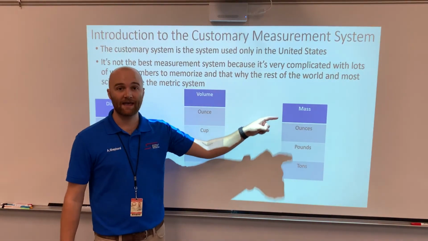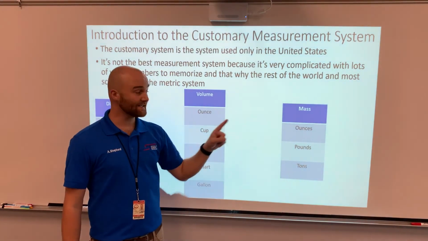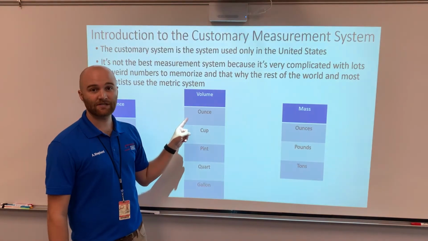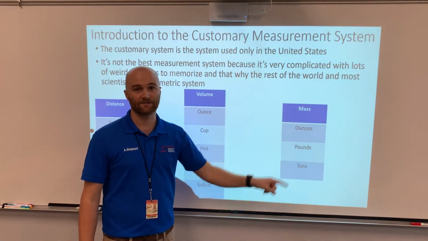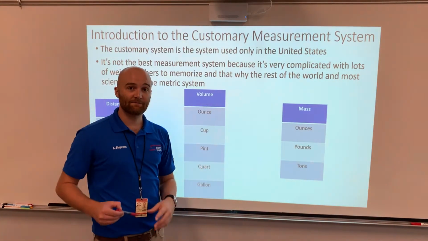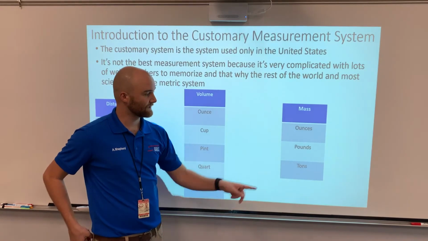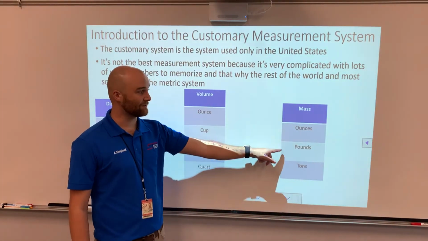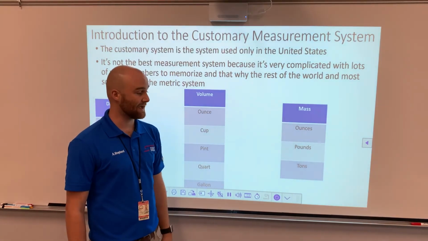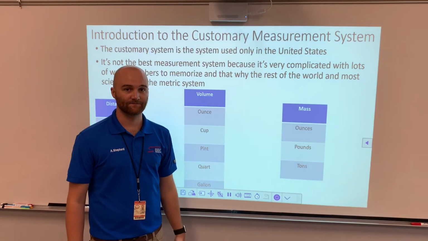Mass is like how heavy things are. So for mass, we also have ounces, but it's not the same kind of ounces as over here. These are fluid ounces and these are weight ounces. A weight ounce is about the weight of a pen or a pencil. That's an ounce. A weight pound is about how much your notebook weighs. That's about a weight pound, a mass pound. And a ton is about the size of an elephant.